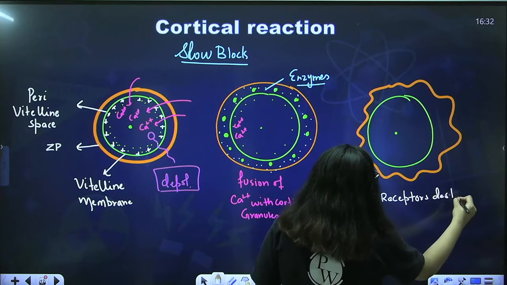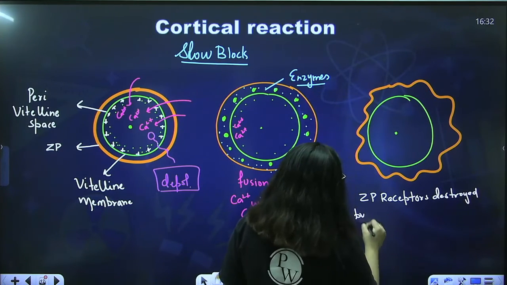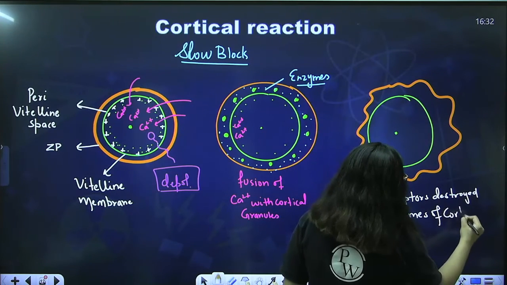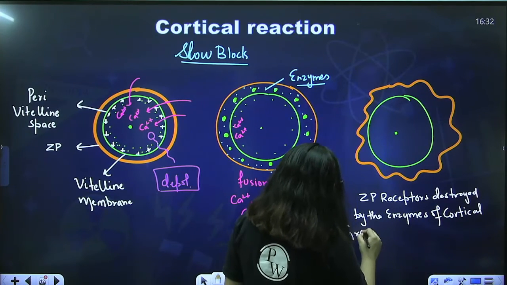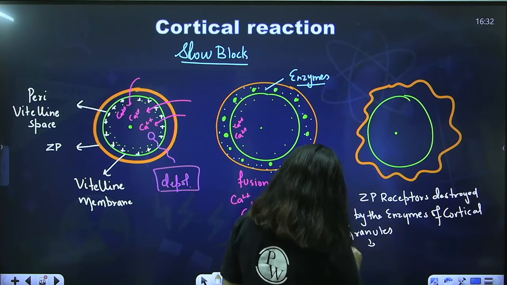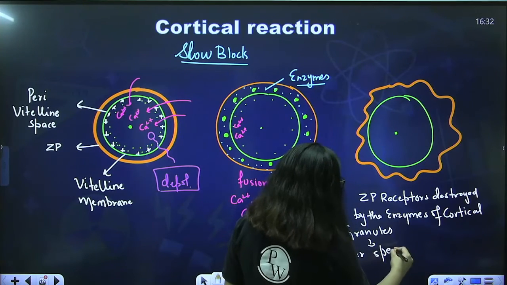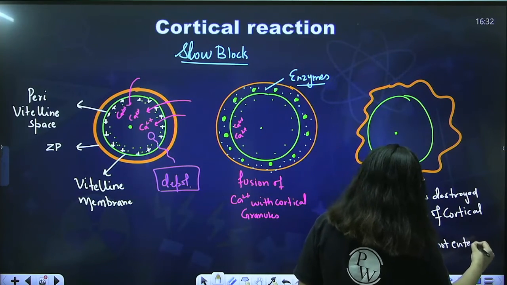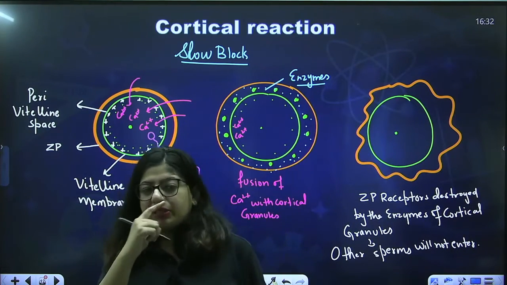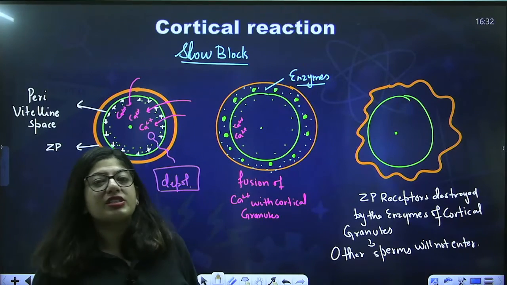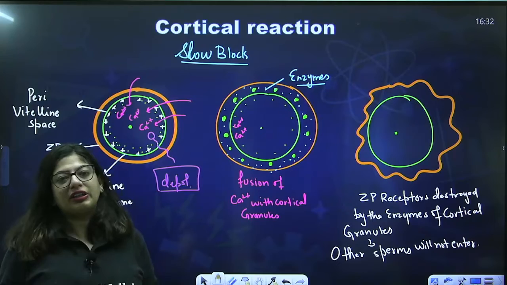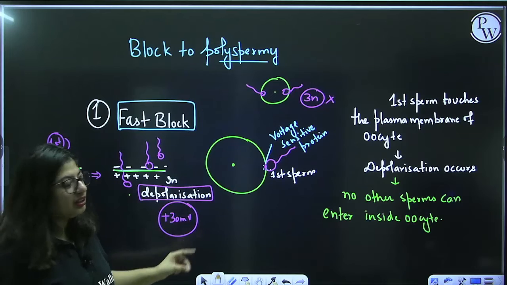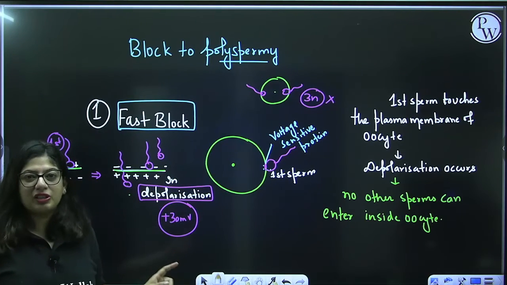If the ZP receptors are destroyed by the enzymes of cortical granules, then what will happen? The other sperms cannot enter because there will not be species recognition. So that's the permanent thing. We have permanently destroyed the ZP receptors so that no other sperm can enter. This is how only one sperm can fertilize one oocyte, right? So this is how the fast block and slow block, by giving current, prevent other sperms from entering.